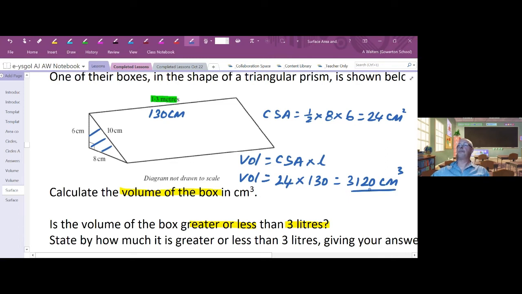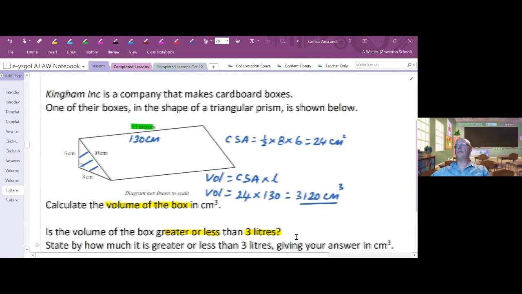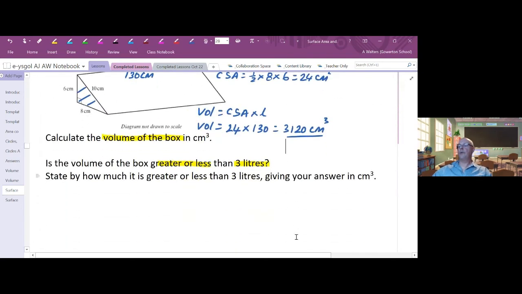Right, so is the volume of the box greater or less than 3 liters? So we need to know what 3 liters is. Now, 1 liter, you will need to know, is 1,000 centimeters cubed, or 1,000 milliliters, but in this case, 1,000 centimeters cubed. So 3 liters is 3,000 centimeters cubed. So I am comparing 3,000 with 3,120.